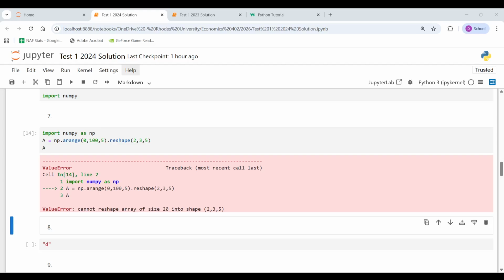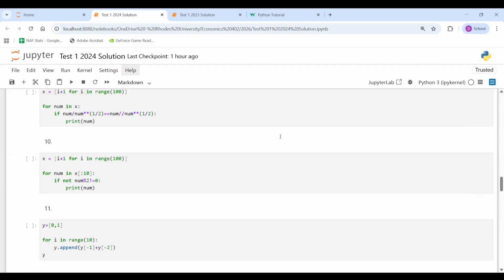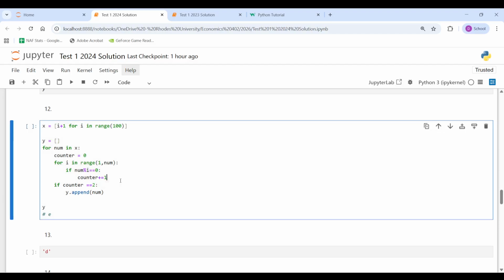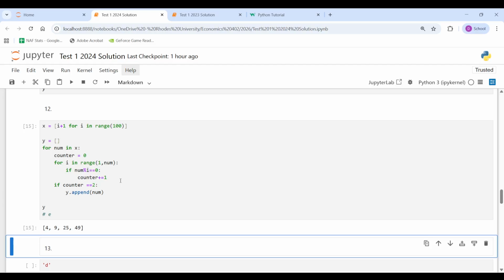Right, so I'm going to just do one of these tricks. I'm not going to do a lot of them. Right, so if I run this, I get 4, 9, 25, 49. Those are all the squares of prime numbers.